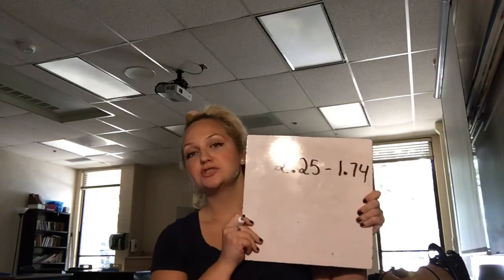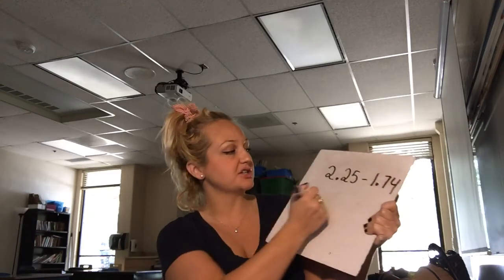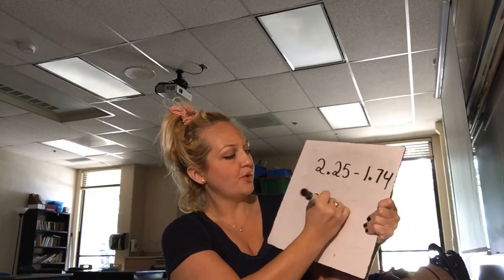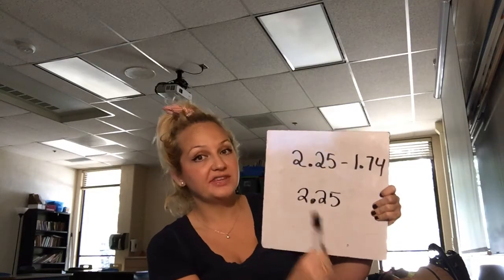So let's say I have $2.25 and I'm taking away $1.74. So here are two numbers. What you need to do is line them up vertically. You put your bigger number on top, just like in regular subtraction. So I have 225. Now you have to make sure that you line up the decimals.